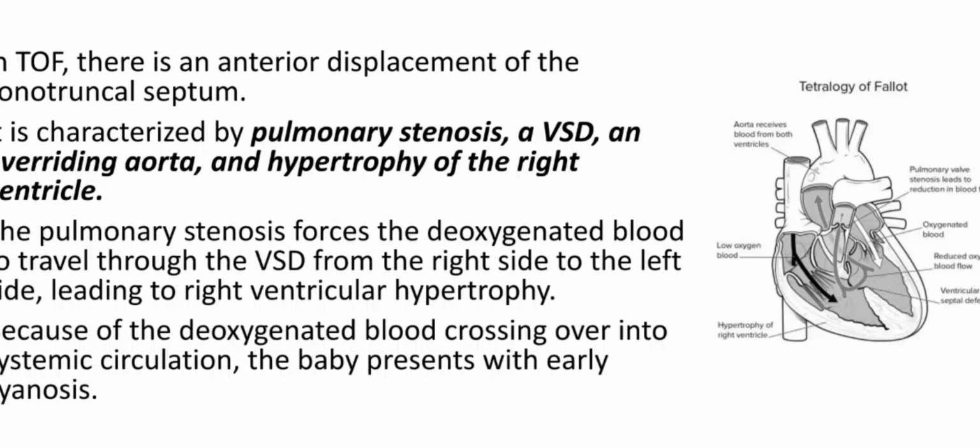The pulmonary stenosis forces the deoxygenated blood to travel through the ventricular septal defect from the right side to the left side, leading to right ventricular hypertrophy. Because of the deoxygenated blood crossing over into the systemic circulation, the baby presents with early cyanosis.